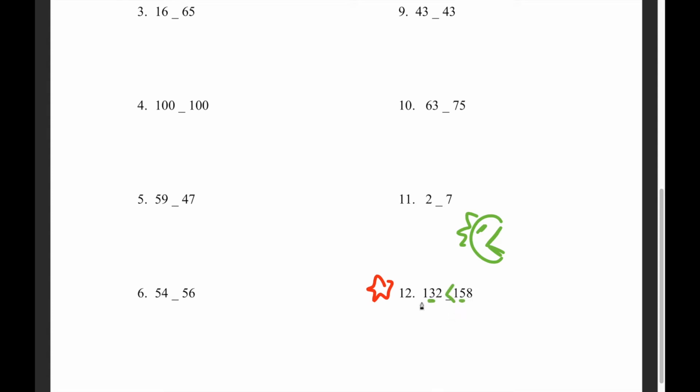This is basically saying that 132 is less than 158, which is true. You could ignore the last numbers since we already know that 5 is greater than 3, and that shows this number is already greater than that.